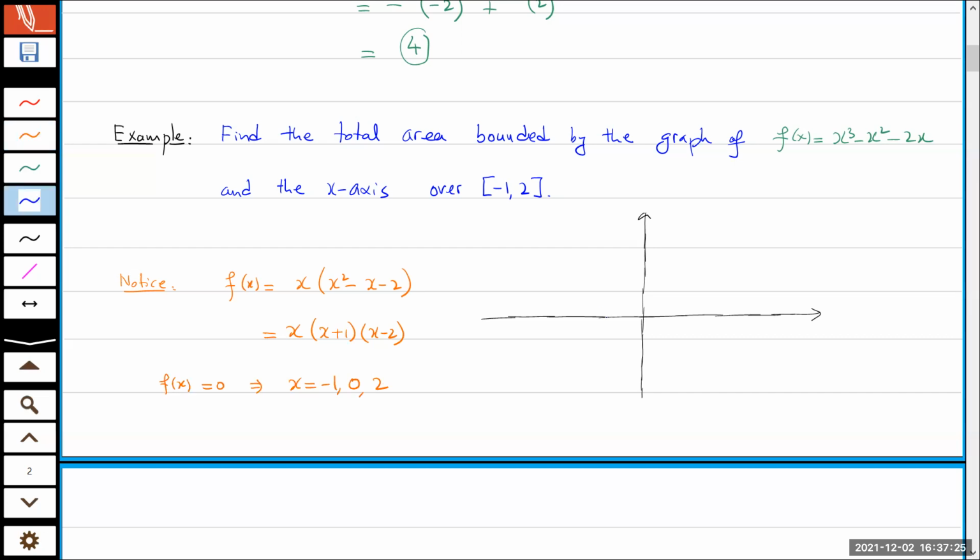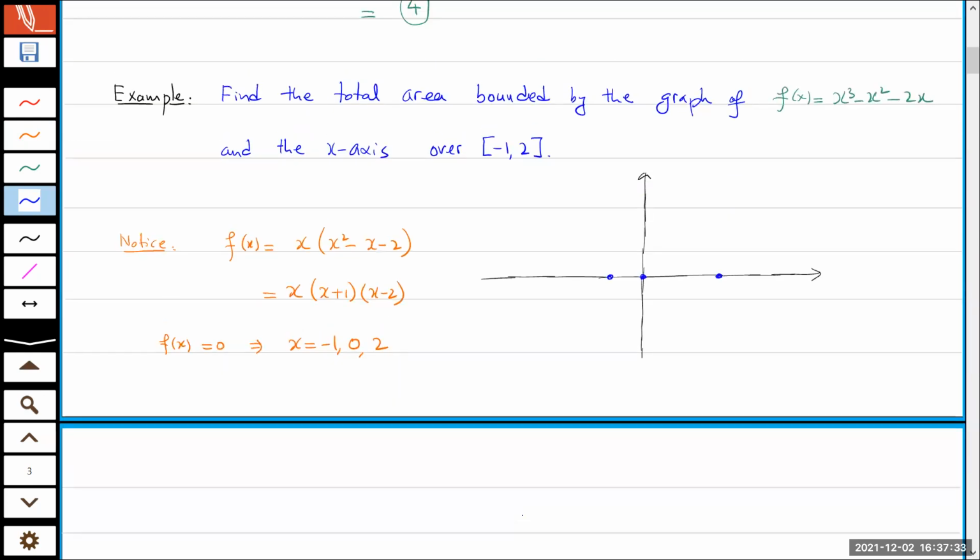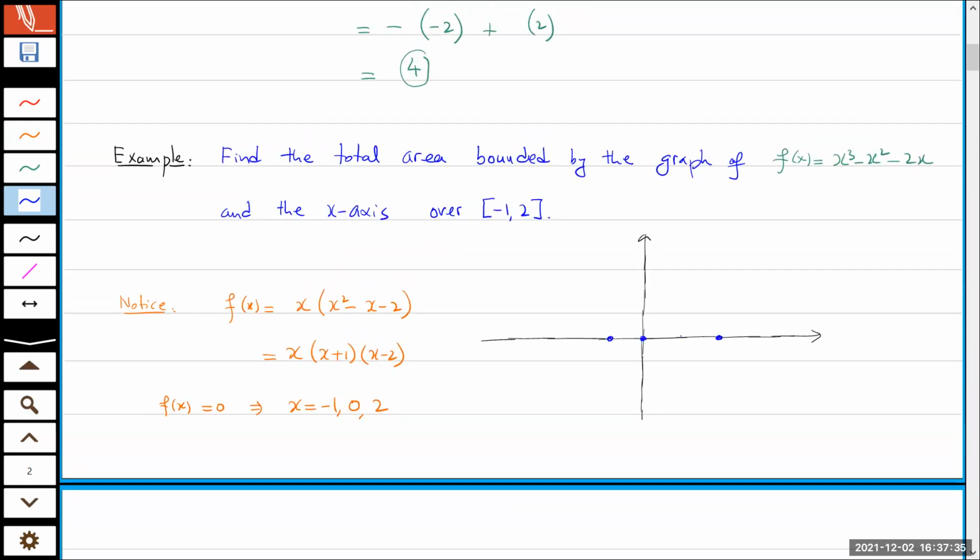So we know it's going to go through the x-axis here. It's going to touch the x-axis over here, and it has a 0 at this point as well. This is the value 1 in the middle.